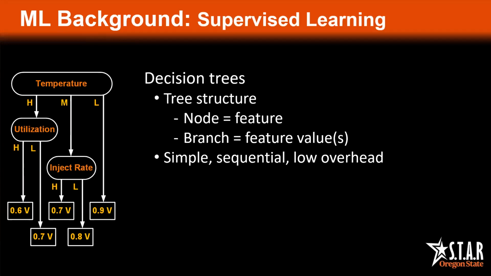Decision trees use a structure where nodes represent features and branches represent a value or range of values for a feature. Consider, for instance, the decision tree shown on the slide. Here, features include temperature, utilization, and injection rate. Starting from the top, if temperature is high, we follow the branch to utilization. If utilization is then low, we follow the branch to the leaf, which represents the final classification of 0.7 volts. These models enable a trade-off between accuracy and overhead by controlling the number of branches per node, as well as the total tree depth.